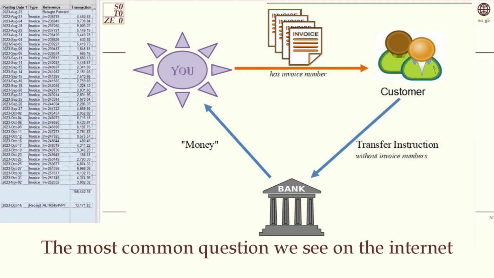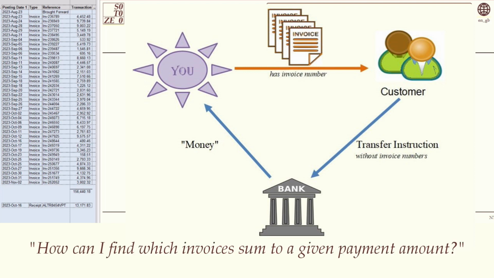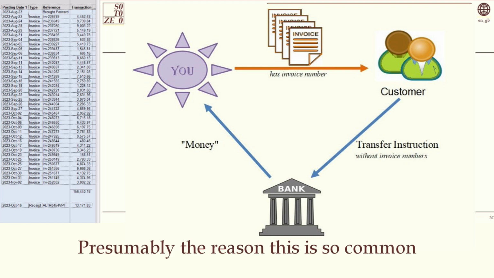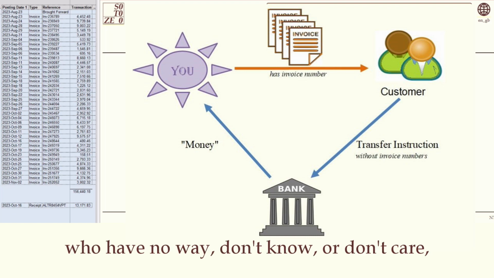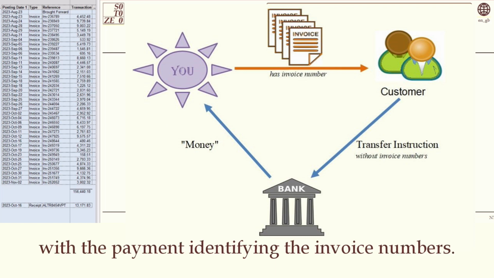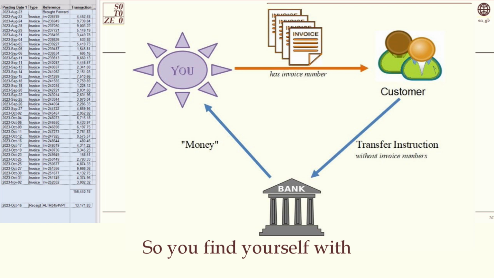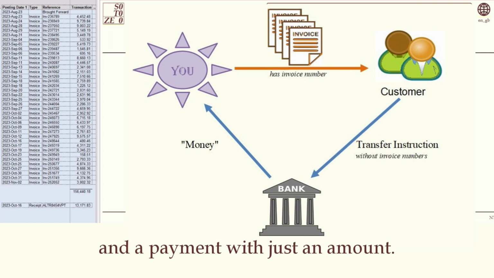The most common question we see on the internet, to which the answer is use Sotozeo, is how can I find which invoices sum to a given payment amount? Presumably the reason this is so common is that payments are instructed by counterparties who have no way, don't know, or don't care how to send information with the payment identifying the invoice numbers. So you find yourself with a list of invoice numbers and amounts, and a payment with just an amount.